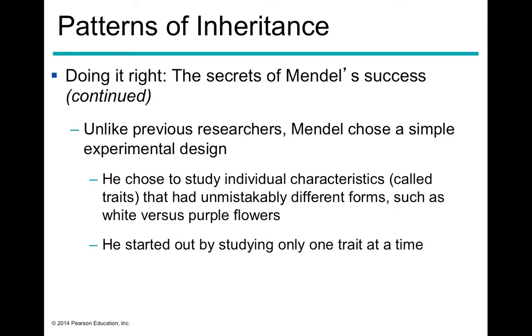Instead of looking at a bunch of different things, he was looking at individual characteristics one at a time. He identified these characteristics as traits, and he made sure that they had unmistakably different forms. So there was no sliding variability. He didn't look at anything that was on a sliding scale. He looked at things like white versus purple, right?